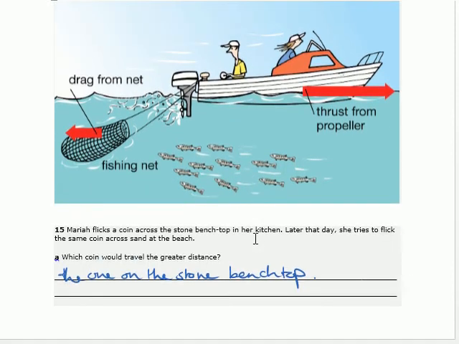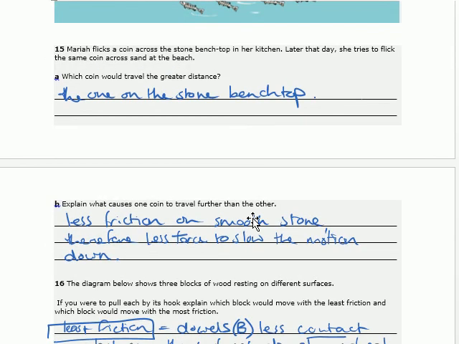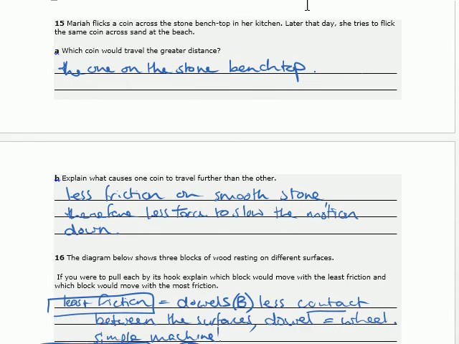Moving on now to question 15. Mariah flicks a coin across a stone bench top. Later that day she tries to flick it across sand at the beach. The coin that would travel the greater distance would be the one with the least friction or the smoothest surface, so that would be the stone bench top.